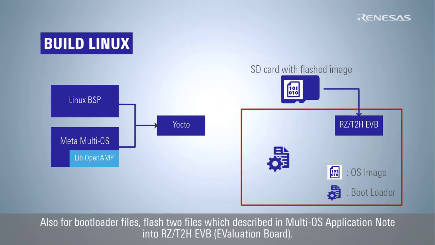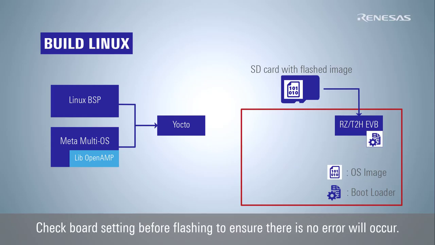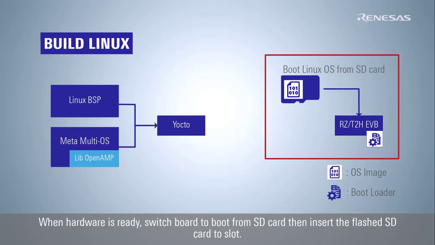Also, for the bootloader files, flash the 2 files described in the multi-OS application note onto the RZT2HEVB evaluation board. Check the board settings before flashing to ensure no error will occur. When the hardware is ready, switch the board to boot from the SD card, then insert the flashed SD card into the slot.